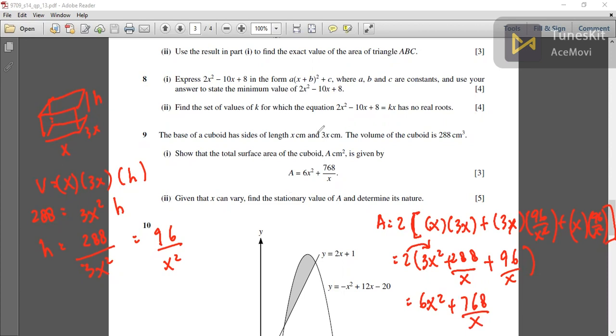And then the second one asks us to find the stationary value of A. So we shall use the A equation to answer the second one. So we have to differentiate it first. So the differentiation of A over dx will be 12x minus 768 x to the power minus 2, or we call it over x squared.